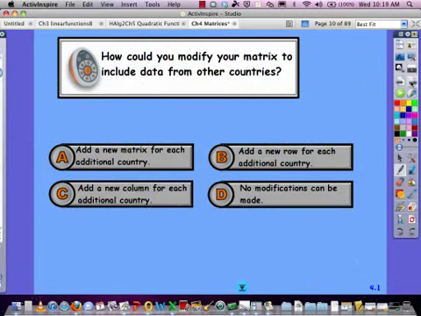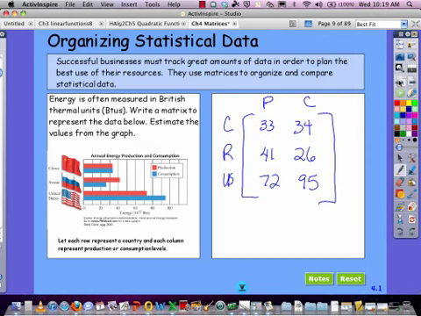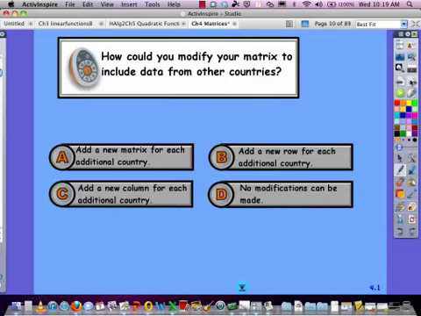So how could you modify your matrix to include data from other countries? So if you go back just for a second and look at where the things were, we want to modify and add other countries. So what would we have to do to that? And again, look at your choices. Would you choose A, B, C, or D? And if you remember, our countries were in our rows, so we could add a new row for each additional country, which is choice B.